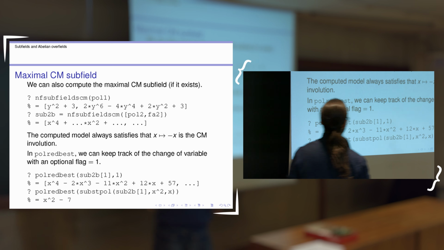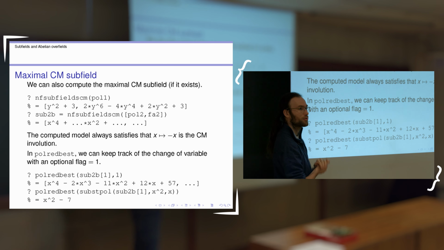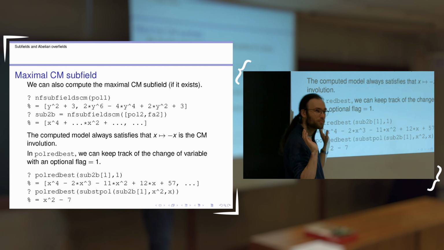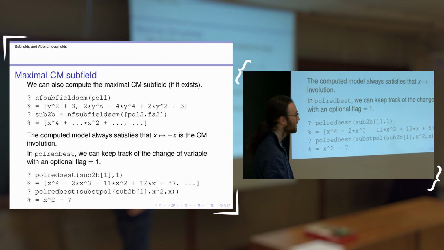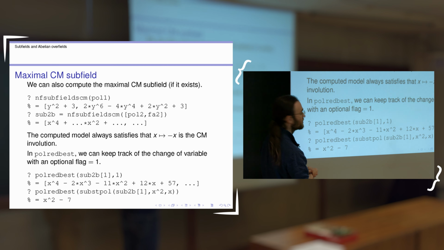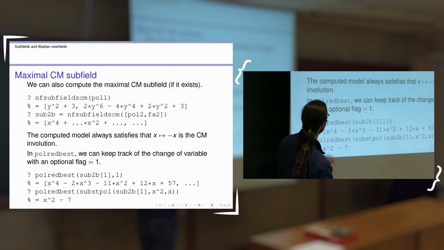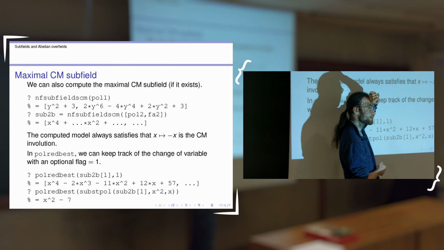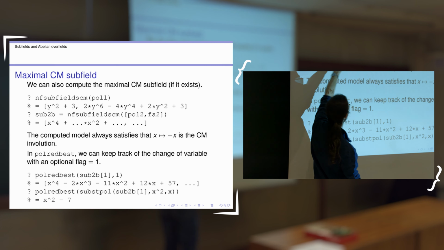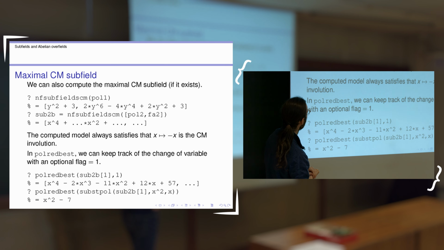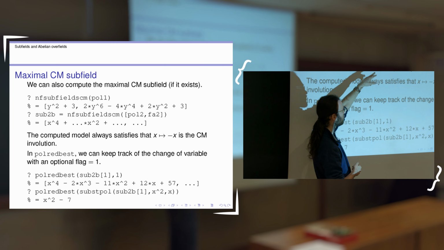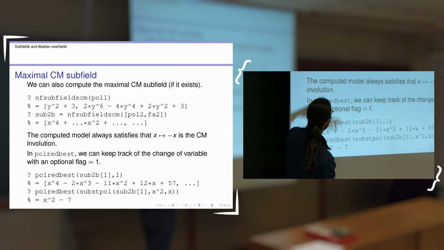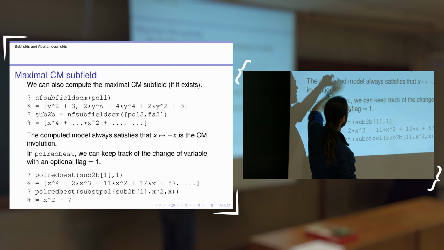Given a defining polynomial for some number field, it will compute the maximal CM subfield if it exists. Of course, some number fields don't contain a CM subfield. In this case, it will just return the sentinel value 0. Otherwise, it will give you the maximal CM subfield. Remember, the first one was degree 8, I think, and it contains an imaginary quadratic. The second one was degree 16, I think, and here it contains some quartic CM field.